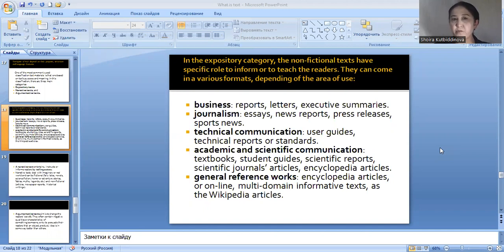So: business reports, letters, executive summaries; journalism, essays, news reports, press releases, sport news; technical communication, guides, technical reports, standards; academic and scientific communication, textbooks, student guides and scientific reports, scientific journals, articles; encyclopedia articles and general reference books, or online multi-domain informative texts, the Wikipedia articles.